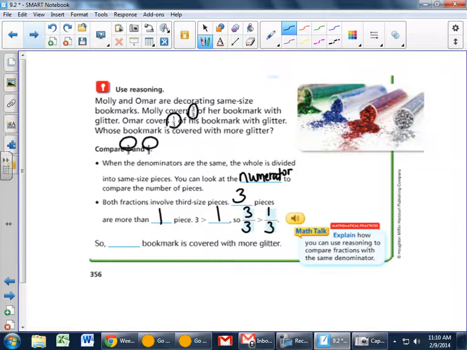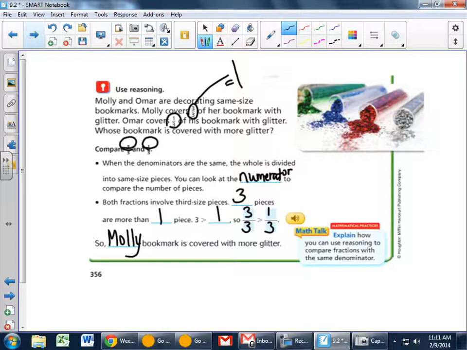So who had more glitter was Molly. Now, if you listen to what I had said before, whenever you have a fraction that has the same number on the top and the same number on the bottom, you know that it is equal to 1.